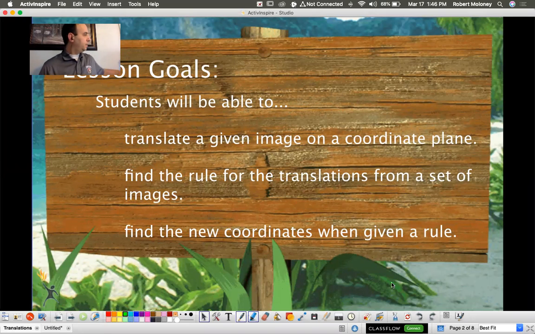So the goal for today is to be able to do three things. One, you're going to be able to translate a given image. I'll talk about what that means on a coordinate plane. You're going to find the rule for the translations from a set of images. You tell me what happened. And then finally, you're going to find the new coordinates when you're given a rule. So what happens to them? Those are our three things we're talking about.